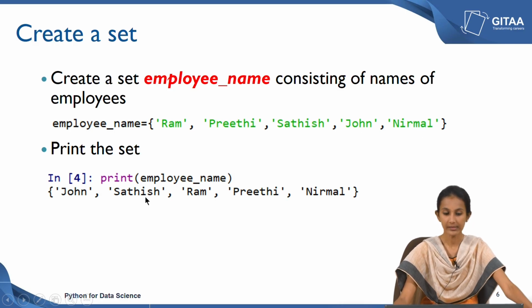When you print the set, the order will not be the same. It is an unordered set, so it will not be arranged in the same order, and you will get a different output.